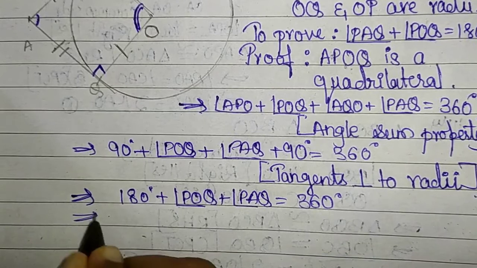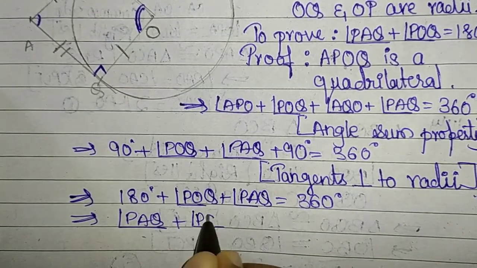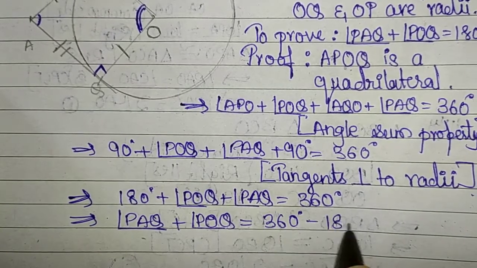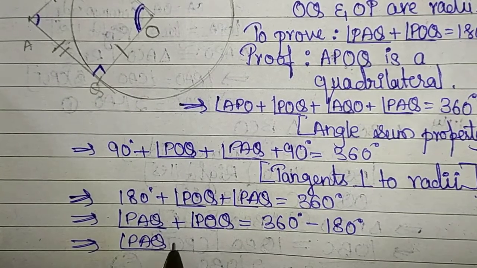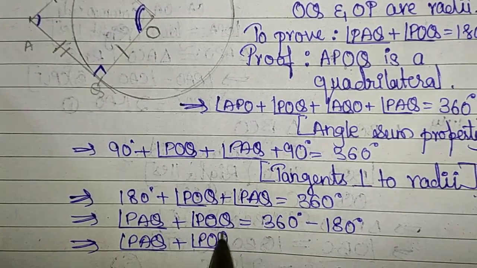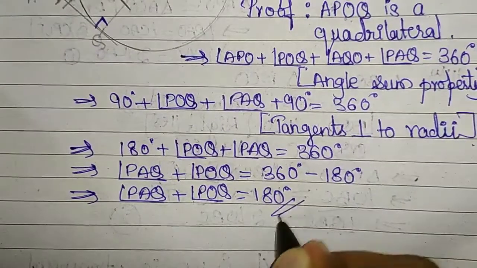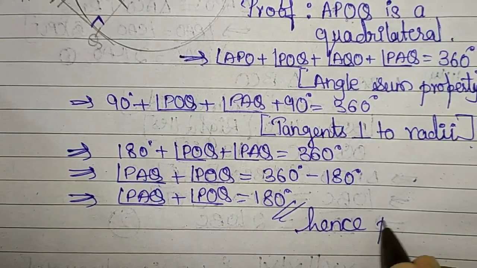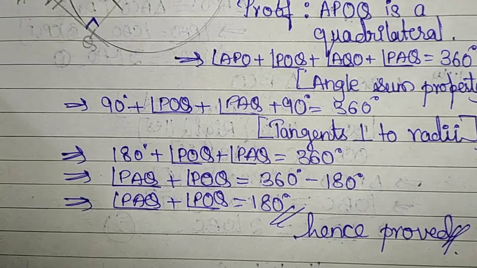So this implies angle PAQ plus angle POQ is equal to 360 degrees minus 180 degrees. So this implies angle PAQ plus angle POQ is equal to 180 degrees. So this was the result we required, hence proved. This is the solution for the 10th question from your exercise 4.2.